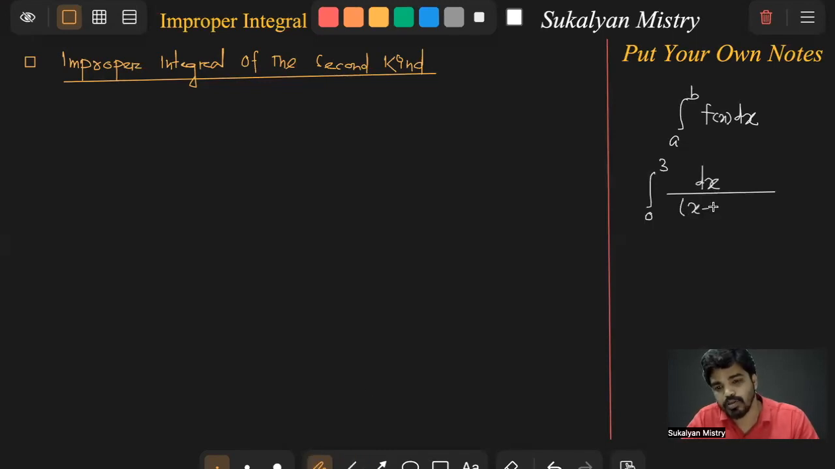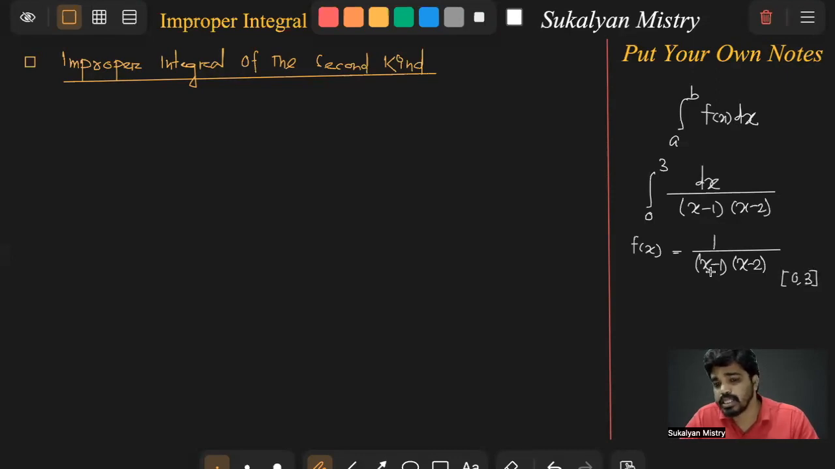(x minus 1) into (x minus 2). So what is the integrand here? f(x) is 1 divided by (x minus 1) into (x minus 2). What is the interval? The interval is 0 to 3.